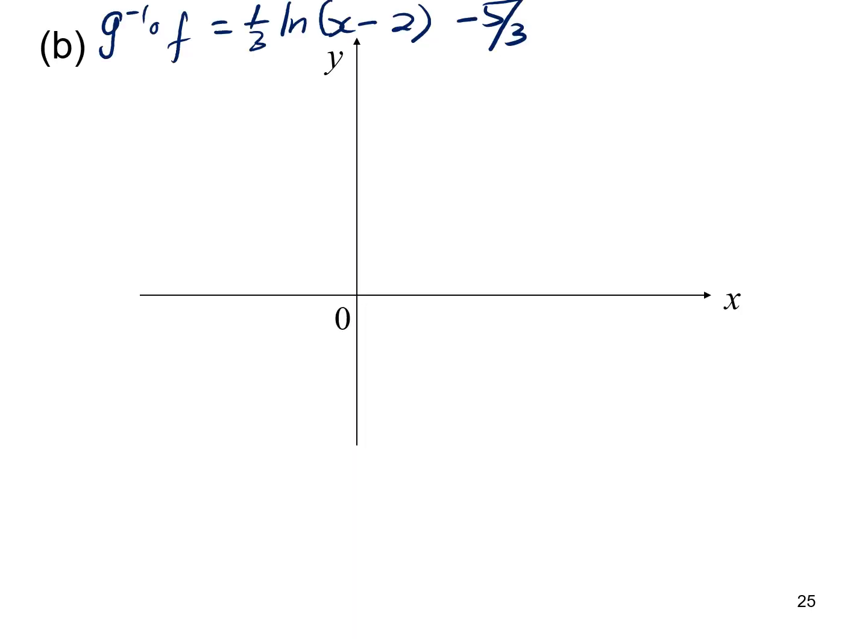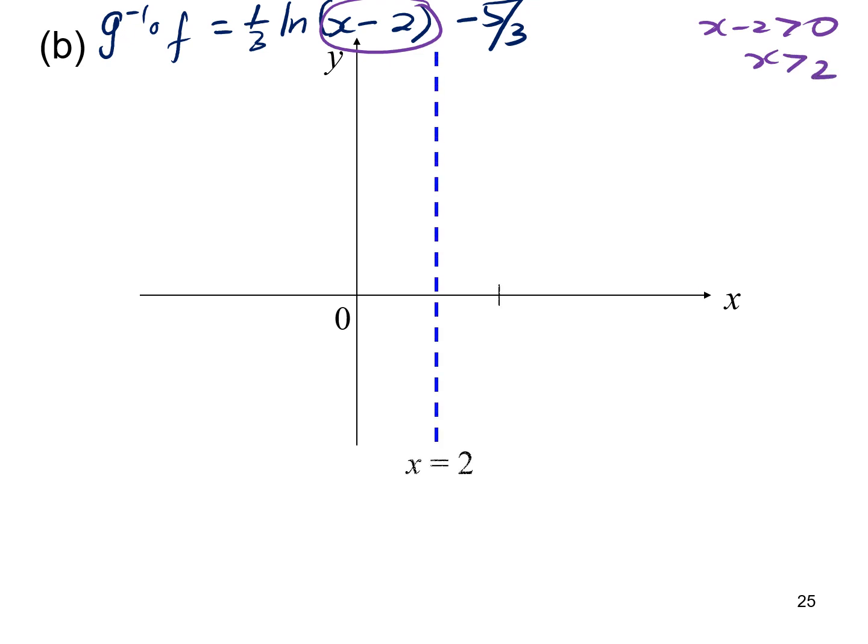Alright, so from the previous question, we get g inverse of f is 1 over 3 ln(x minus 2) minus 5 over 3. This is a log function, so look at the domain. This is the domain of this function: x minus 2 greater than 0, so x greater than 2. And then we find the intercept at x, which is when y is 0.